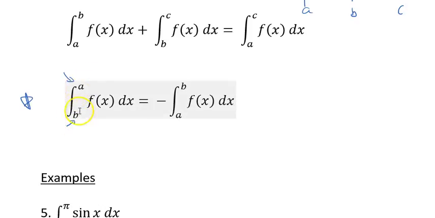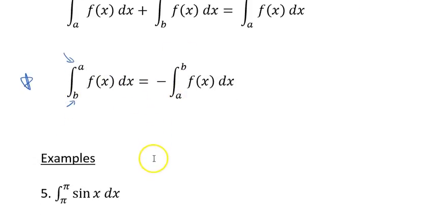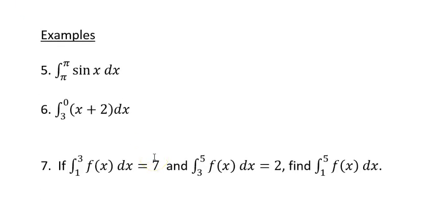So in other words, if your limits are backwards, what that means is you need to put a negative out front and switch those back to normal. Okay. And I'll do one of those as an example down here in just a minute. So again, the limit should always be lowest to highest, and if it's not, you switch them and put a negative out front. So let's look at examples of some of these properties.